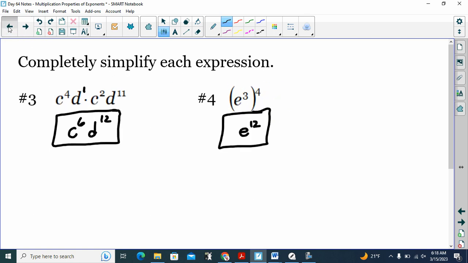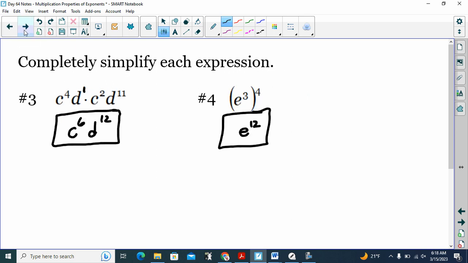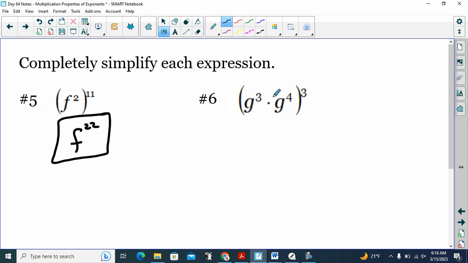And that looks a lot like those first couple we did. When I multiply, what am I doing to the exponents? I'm adding the exponents. 3 plus 4 is 7. That's g to the 7th. So I simplified this here, and then I'm going to copy the rest of it. Parentheses to the 3rd. And now it looks a lot like number 5. Power of a power. We multiply the exponents. 7 times 3, g to the 21st.